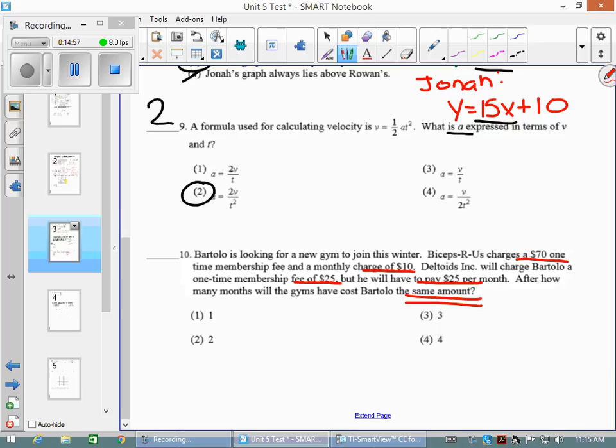So Biceps R Us is a $70 one-time membership fee, so that is our y-intercept, and it was a monthly charge of $10. So that's going to be 10x, that's our slope, monthly charge of $10, plus a one-time fee of $70. And we want to see when that is equal to our other one, which has a one-time membership fee of only $25, but he has to pay $25 a month. So 25x, which is our slope, plus 25. Now, in order to solve this, we need to get x by itself, so I'm going to subtract 10x on both sides.